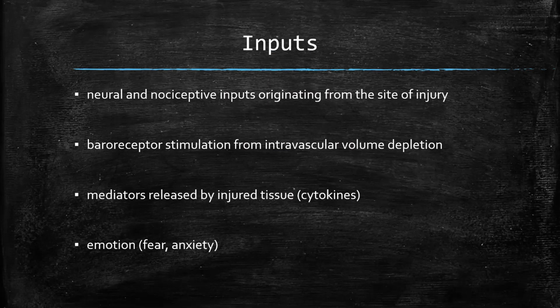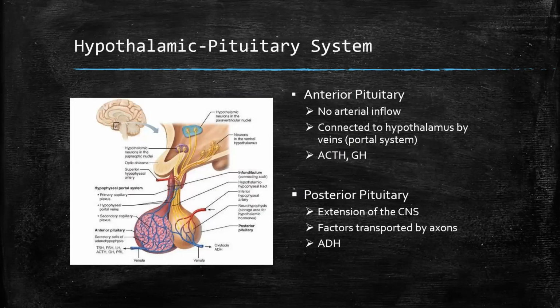Injured tissue releases cytokines. That's part of the inflammatory response we'll talk about in a little bit. But at high doses, cytokines, at least some of them, are capable of functioning as hormones. And so this is another input into the system. And lastly, there's the emotional response to the injury as well. And this is another input. These inputs have to make their way somewhere.